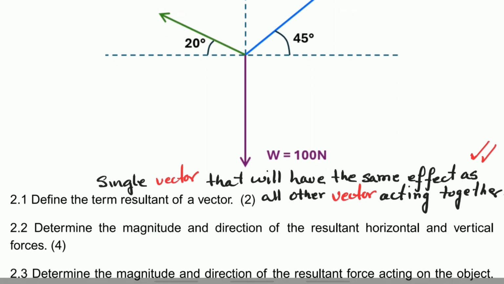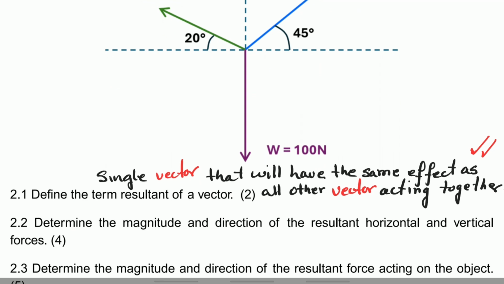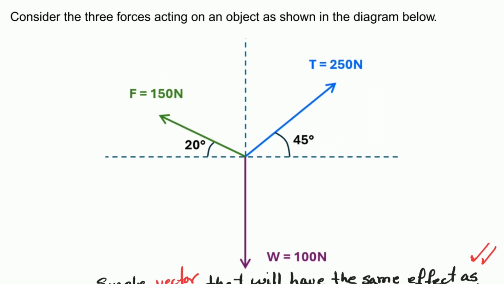Determine the magnitude and direction of the resultant horizontal and vertical forces. So now, for the horizontal forces, what do we have? We have T and we have F. None of those forces are acting on the axis. So you need to project them to the axis in order for you to calculate the component. So T, for instance, we have a component on the x-axis which is pointing to the right, and this one is what we call T in X.